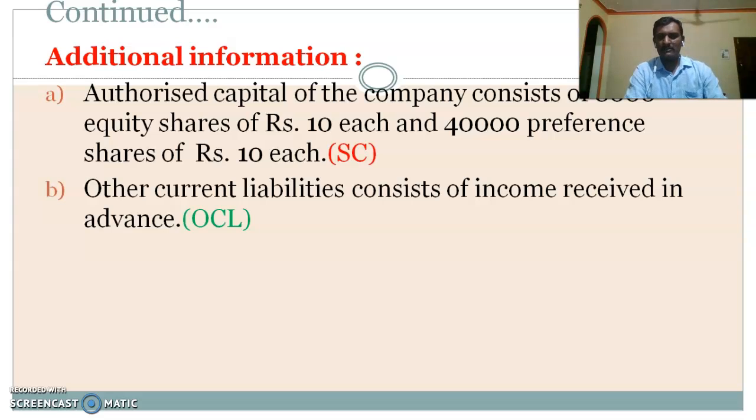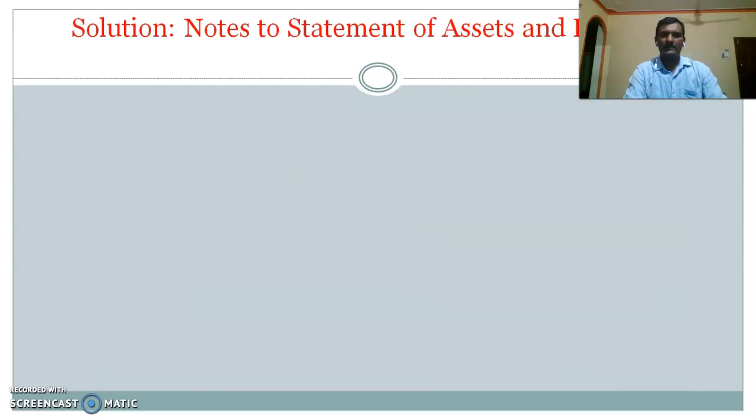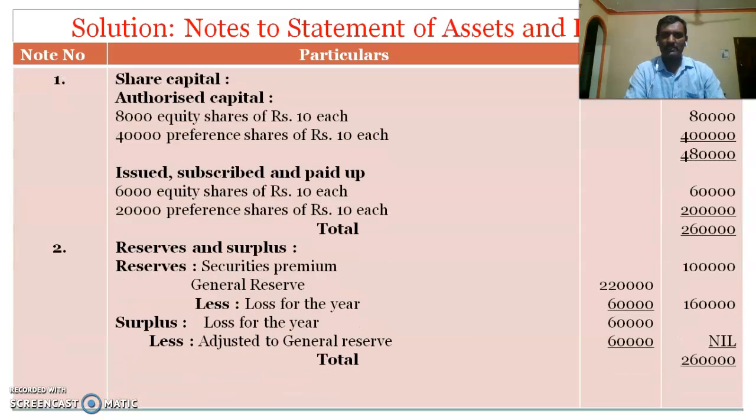So based on these segregations of the items given in the problem, now let us move towards the preparation of notes to statement of assets and liabilities. First of all, right at the top, notes to statement of assets and liabilities. Below that, we will take the items one by one. First of all, we have to take the items as per the statement of assets and liabilities pro forma.